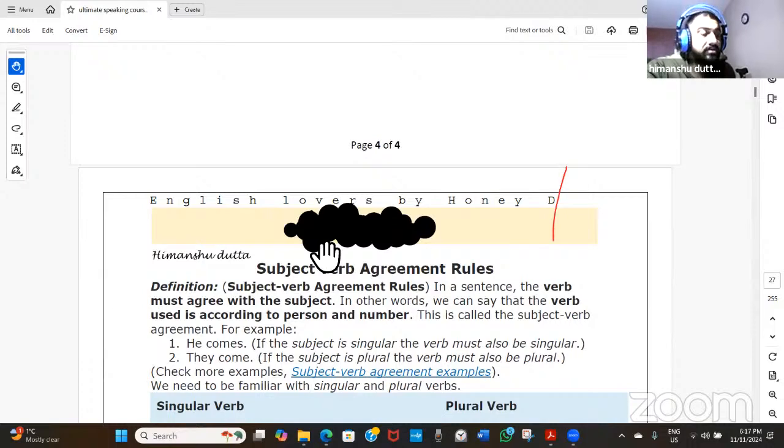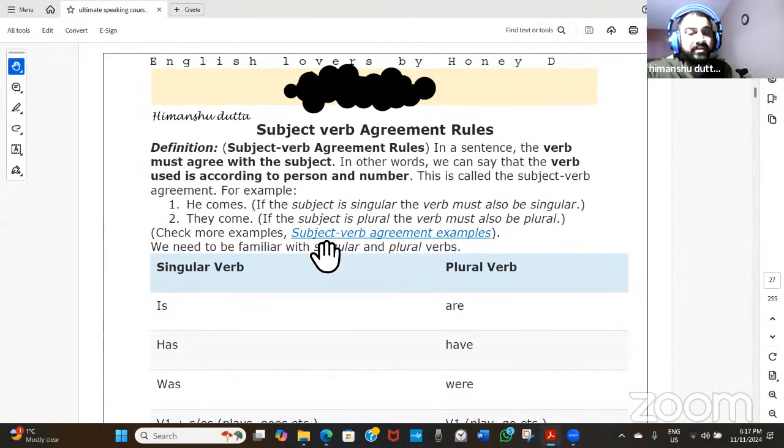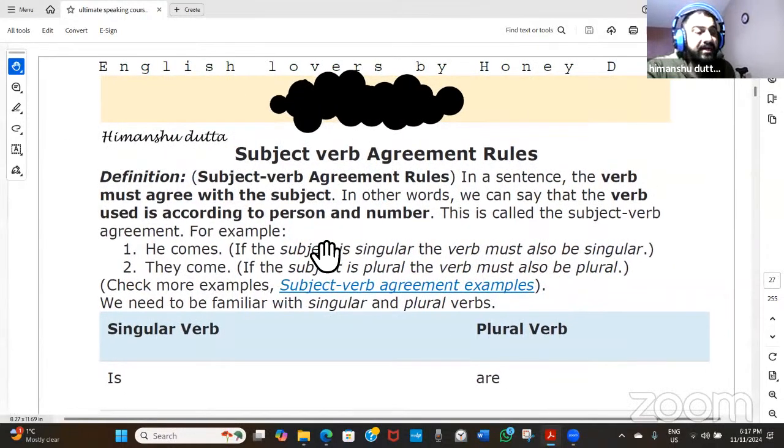Let's start with the lesson now. The first thing first: the title of the chapter today is subject verb agreement.